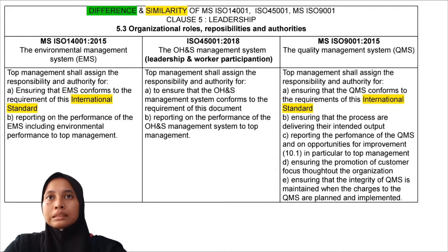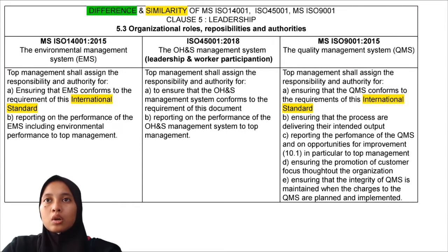The top management shall assign the responsibility, such as ensuring that the EMS conforms to the requirements of this international standard, and B, reporting on the performance of the EMS, including environmental performance, to top management. Then for the OHS management system, top management shall assign responsibility and authority for ensuring that the management system conforms to the requirements of this document, and reporting on the performance of the OHS management system to top management.